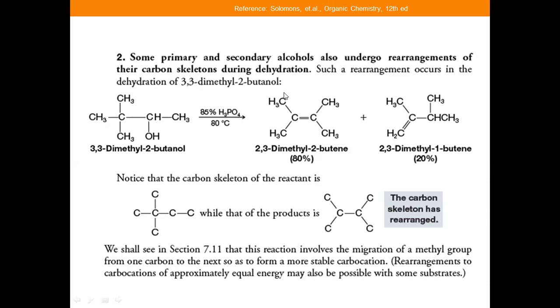The primary and secondary alcohols undergo rearrangement in their carbon skeletons during dehydration. So how do they do rearrangement? We will see later.